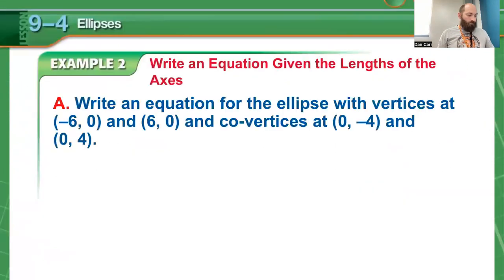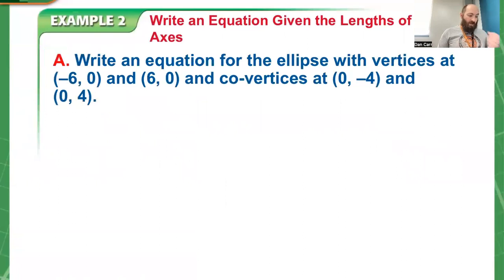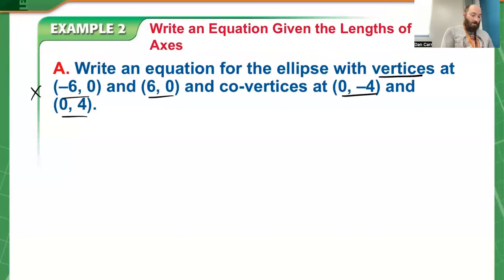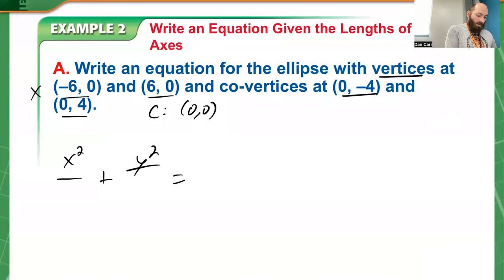Okay. All right. Here, we're just going to write the equation given some information. So if I have the vertices at (-6, 0) and (6, 0), co-vertices at (0, -4) and (0, 4). So again, the x values are the vertices. So that's the major axis. The major axis is at -6 and positive 6. So that means my center is at (0, 0). Okay. So I know it's going to be an x squared and a y squared over something. This is kind of like the general format.